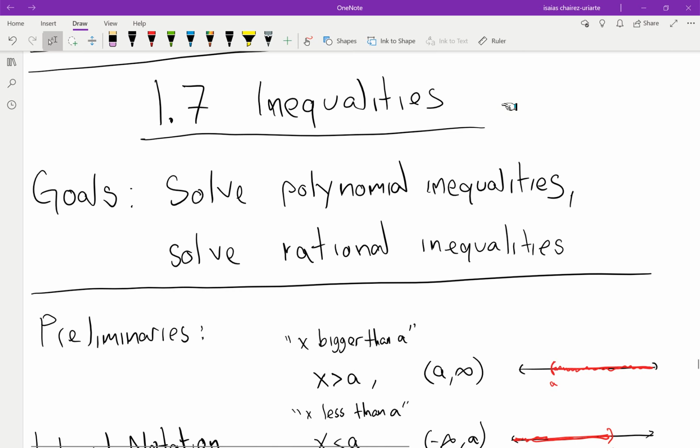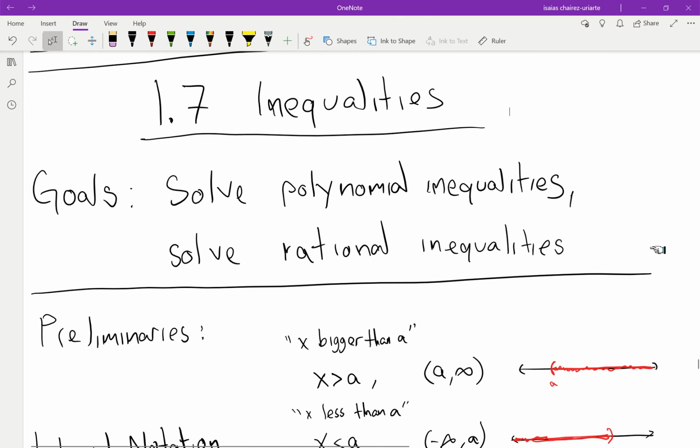Okay, this is section 1.7. In this section, we're dealing with inequalities. The first part of this section, we're going to be dealing with polynomial inequalities. And in the second part of this section, we'll deal with rational inequalities. And those are the goals of this section, to be able to solve polynomial inequalities and rational inequalities.